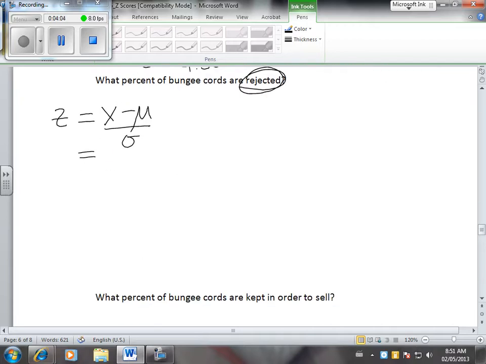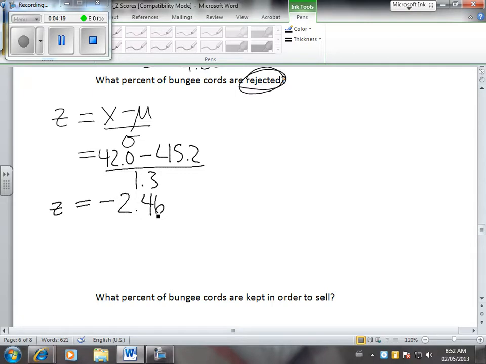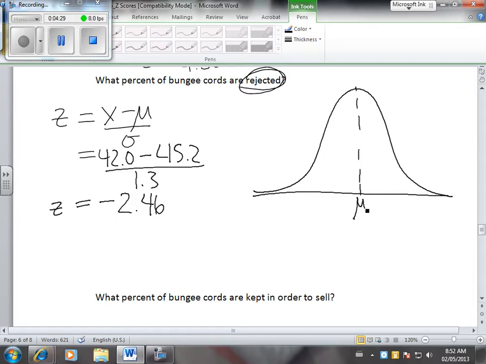Okay, so we'll go 42 centimeters minus our mean, 45.2, divided by 1.3 gives us a Z-score of -2.46. And remember that a negative is an okay answer. Now we're going to draw our standard normal distribution. So it's still a bell curve like it was before. Our mu is still in the middle, and then we have our 1, 2, 3, and our -1, -2, -3.